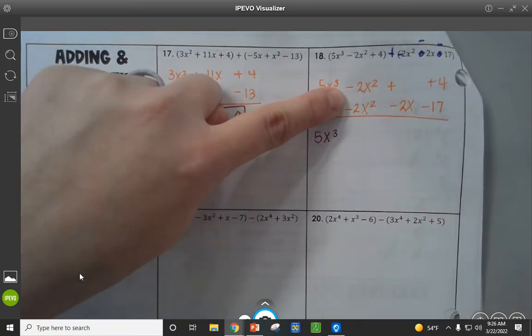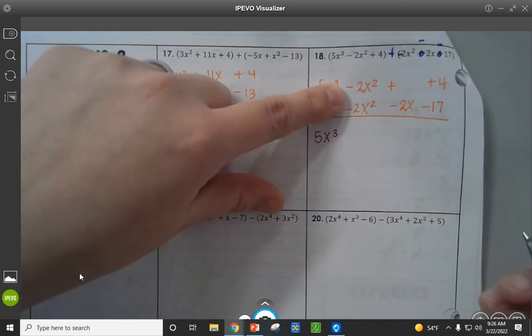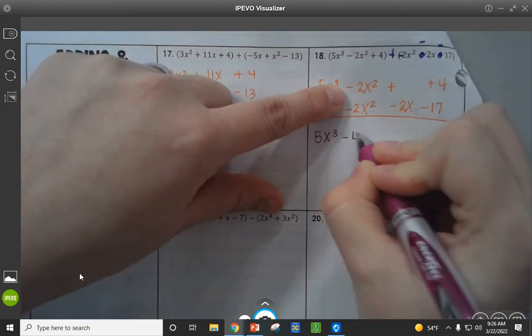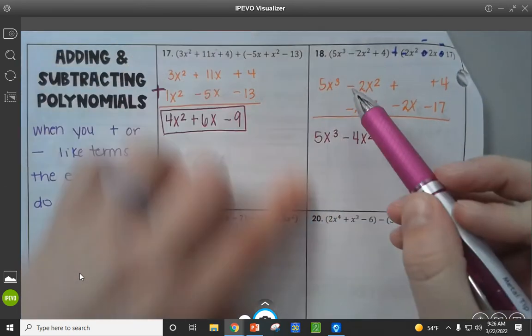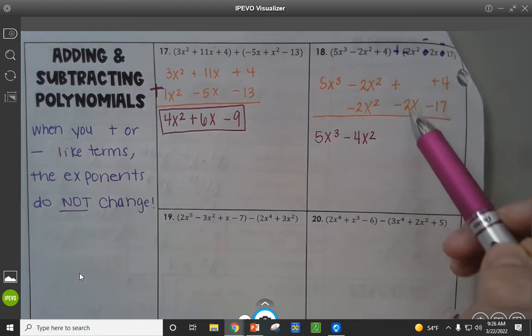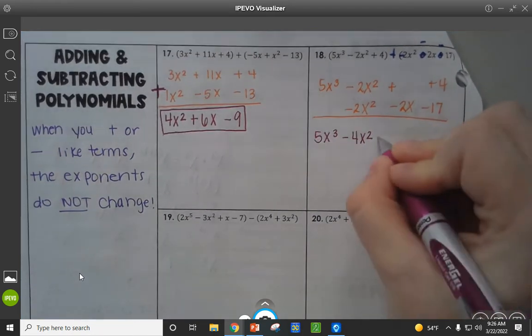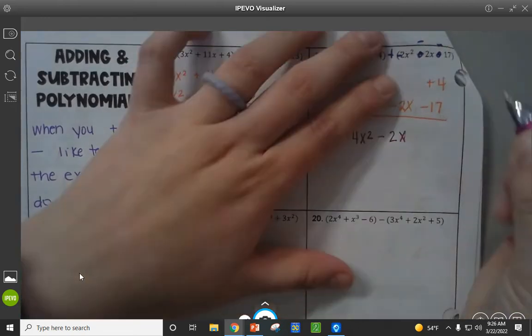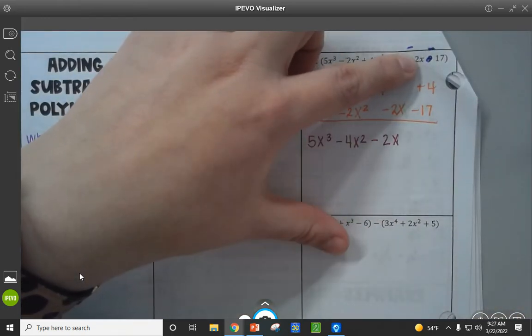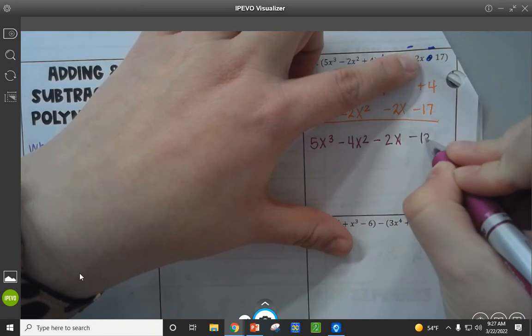So these x cubes, I don't have anything to add to that, so I just bring down the 5x cubed. What's negative 2 plus negative 2? Negative 4x squared. Now here, I didn't have anything to add to the negative 2x, so I'm just going to bring down minus 2x. And then what's 4 plus negative 17? Negative 13.